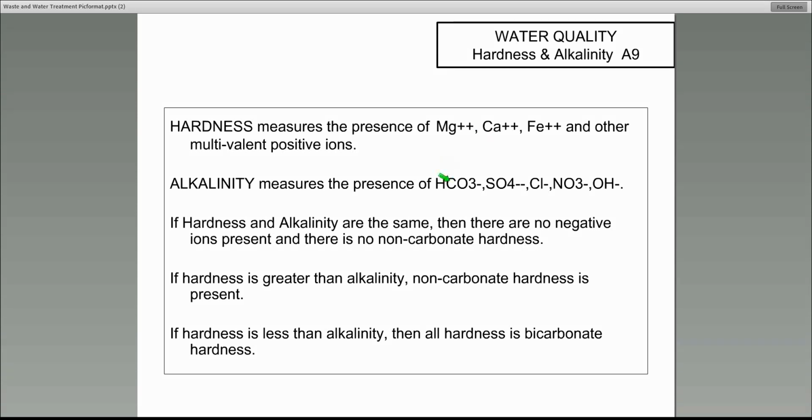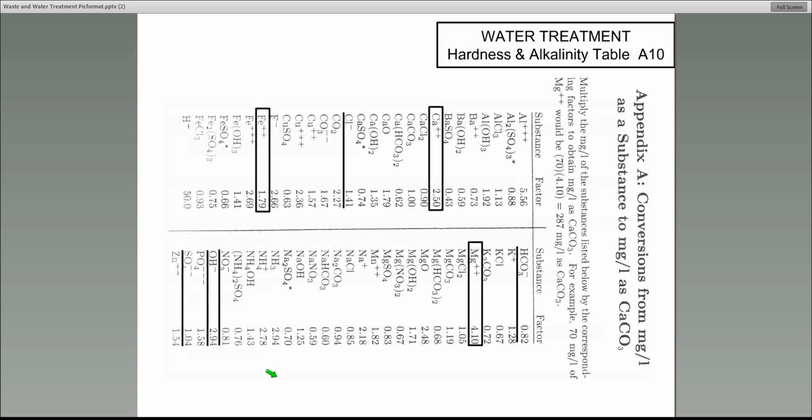And then the negative ions would be the alkalinity. So let's go to a problem on that. This is straight from the table of the civil engineering manual. Calcium and magnesium and iron are pretty common. Aluminum is also common for the hardness, and then I've underlined the ones that would cause alkalinity, the negative.